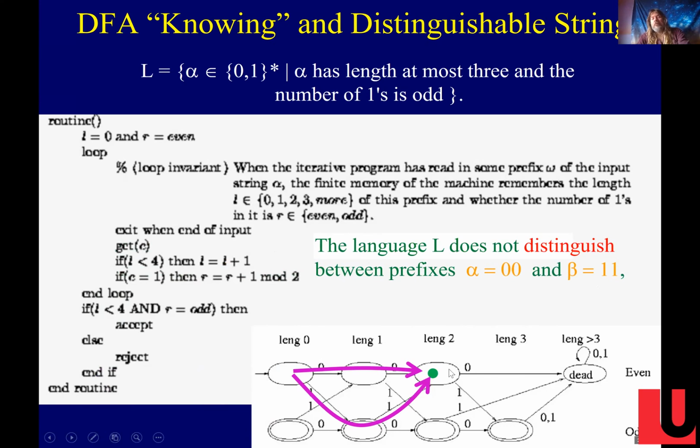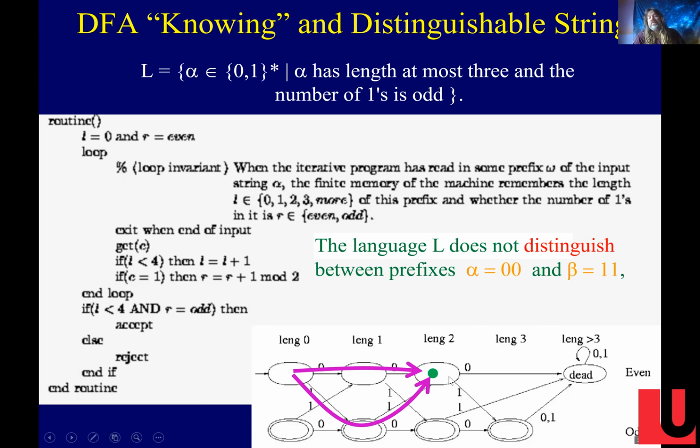But there could be two ways of getting here. The input 0, 0 does this. The input 1, 1 does this, but the machine is putting them in the same state. So the machine's not distinguishing them. But does the language distinguish them? I'll say these two strings aren't distinguished.